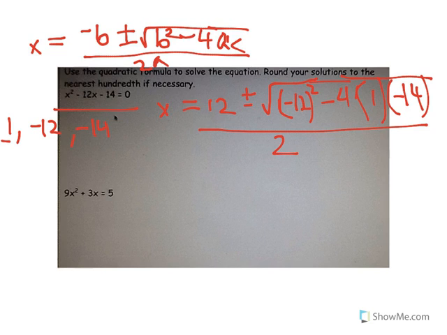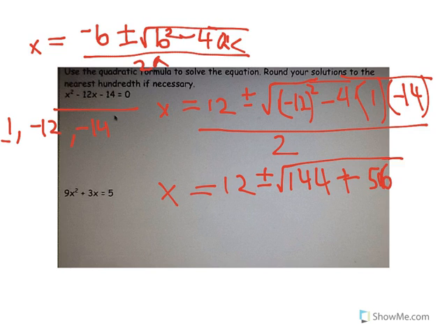So now I'm going to deal with the stuff underneath the radical symbol. So it's going to be x is equal to 12 plus or minus, now it's going to be 144. So 4 times 1 times negative 14. 4 times 1 is 4, times negative 14. That's going to give me negative 56. So it's actually going to be plus 56. And then that's all going to be over 2.